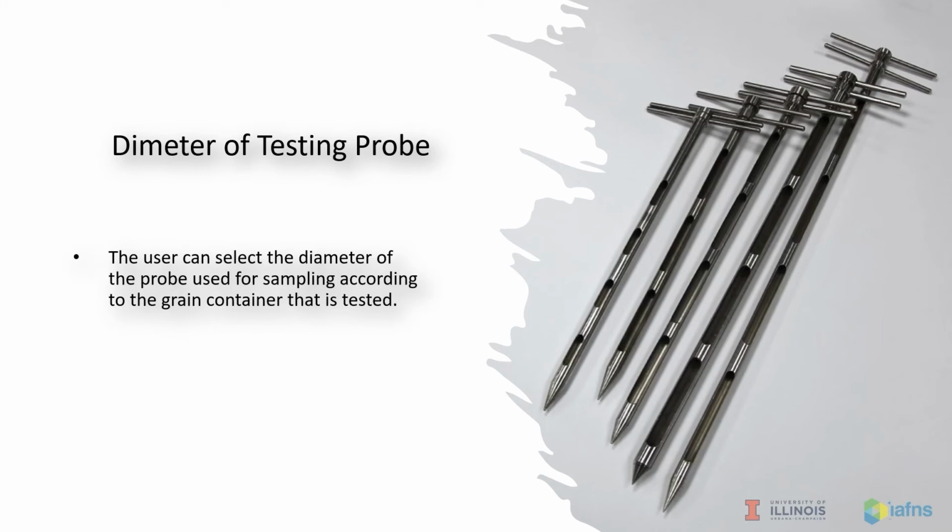The next input is the diameter of the testing probe. Here, the user can select the diameter of the probe used for sampling according to the grain container that is tested. The recommended value is 0.04 meters, but the user can customize the value according to the probe used in the intended sampling plan. The sampling strategy refers to the sampling approach that will be utilized to collect the samples.